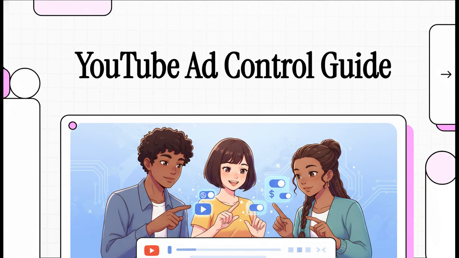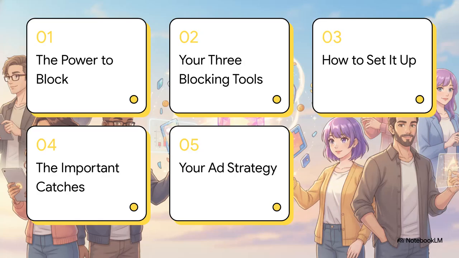So today, we're going to dive into how you can get a real strategic handle on the ads that show up on your channel. So here's what we're going to cover. First, we'll talk about why you even have this power to block ads. Then, we'll look at the 3 main tools YouTube gives you. After that, we'll do a quick step-by-step setup, cover the really important catches you need to be aware of, and then we'll wrap it all up by helping you figure out your own ad strategy.